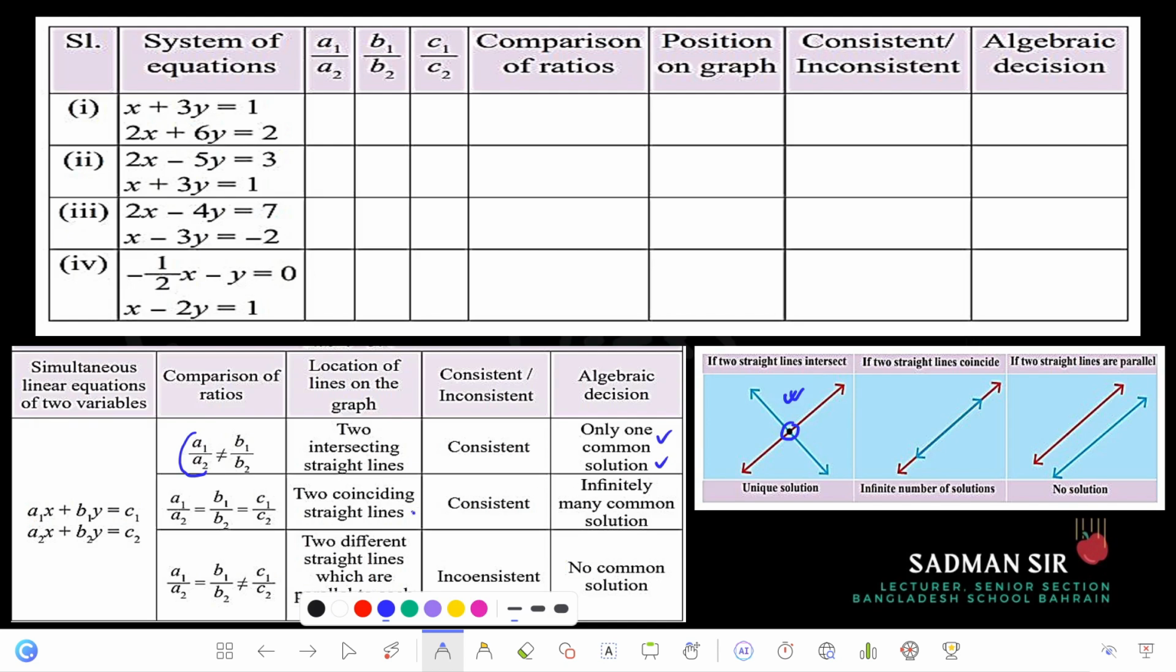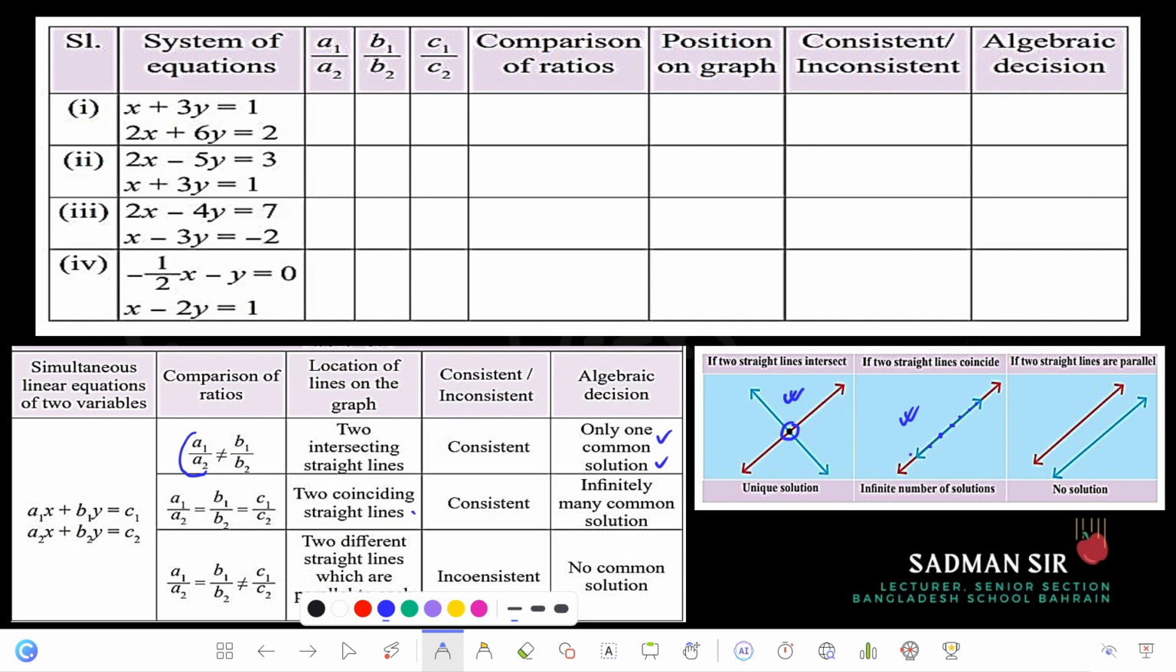And two coinciding straight lines. In this case, this one will happen. Both lines will be on the same straight line. Both represent the same straight line. That is why we can say that they are meeting at each point, okay? As they coincide on each other, they meet at each point. That is why we say there are infinitely many common solutions. On each point we have a solution.